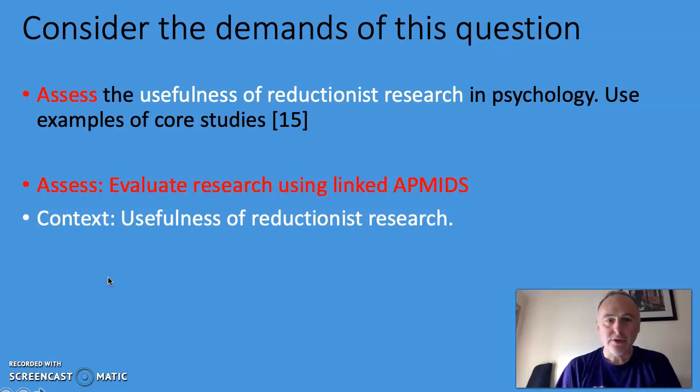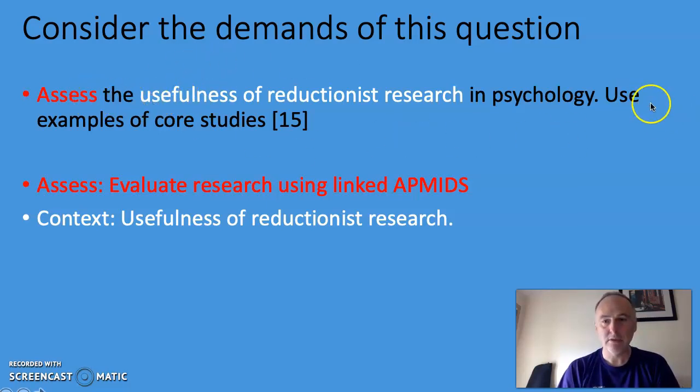Okay, so I've got a question here, you can see. It asks you to assess the usefulness of reductionist research in psychology and use examples of core studies. So the first thing that we need to do when we get a question like this is to consider the demands of the question. What is it actually asking us to do? So what I've done here is I've split this into two different parts.